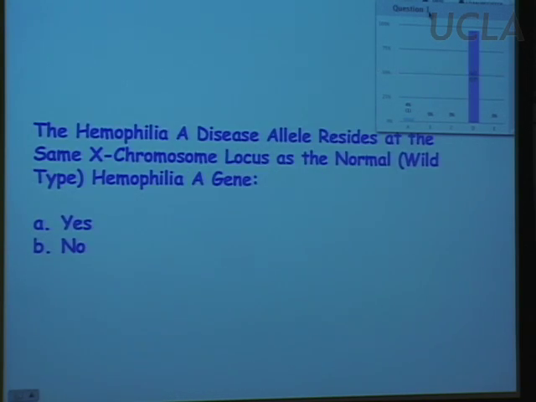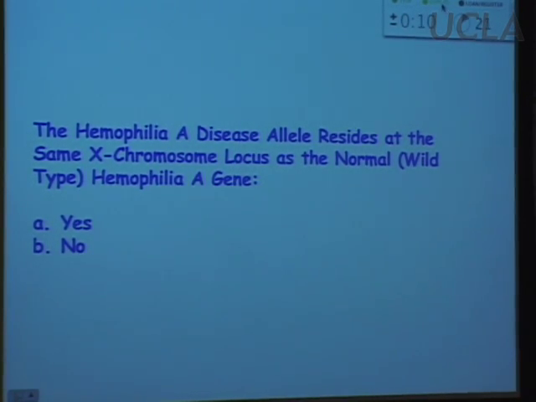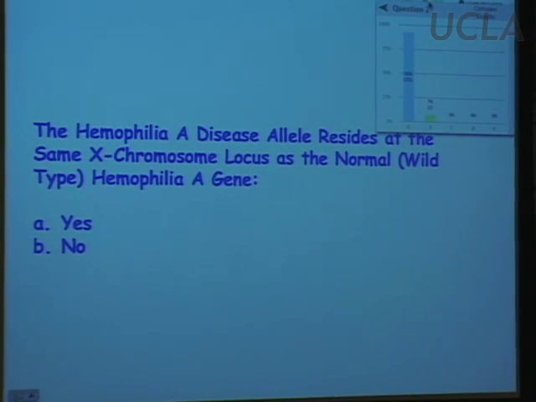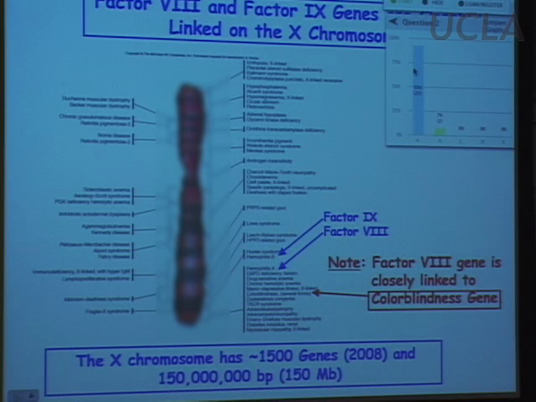Hemophilia A disease allele resides at the same X chromosome locus as the normal wild type alternative. Yes or no? Yeah, same chromosomal locus. It's alternative forms, just like the things that I showed you for the tomato. Okay? Let me see if I have another one here. The XY individual is always a male. We already answered that, and let's move on.